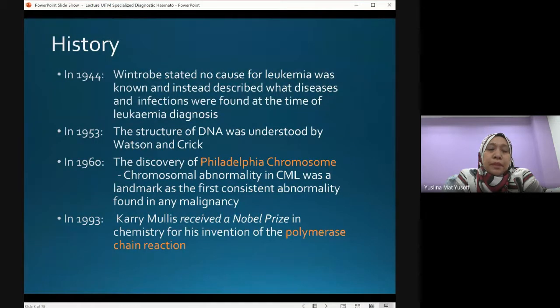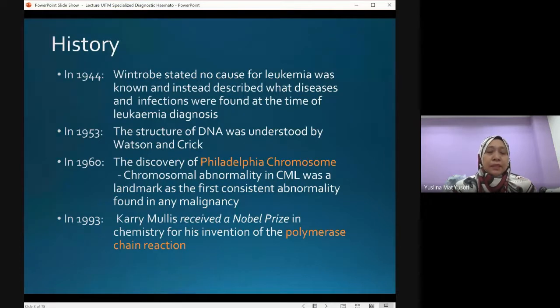And in 1960 was the big discovery for hematology in the world, where the Philadelphia chromosome was first found. It is a chromosomal abnormality in CML, which is the landmark as the first consistent abnormality found in any cancer.